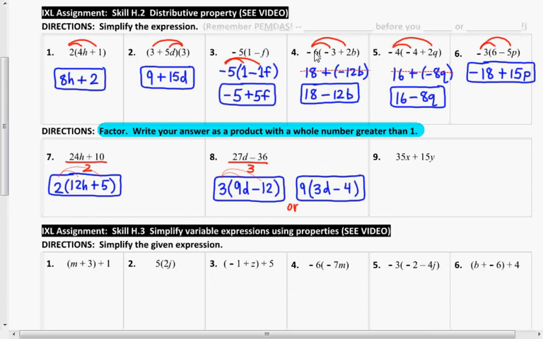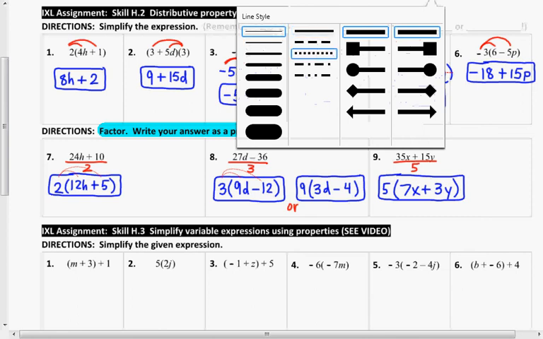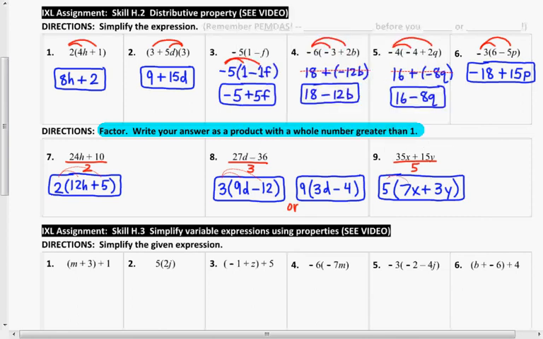How about 35x and 15y? What are 35 and 15 divisible by? Well, they're divisible by 5. So I'm going to divide 35x by 5. That'd be 7x. And 15y divided by 5 is 3y. So I'll put that inside parentheses with my factor, my multiple 5 out front, so that if I did use the distributive property and distributed this back out, I would get 35x plus 15y. So give H2 a try.